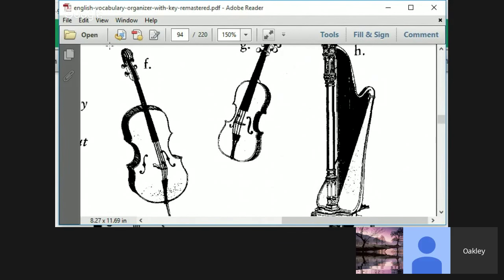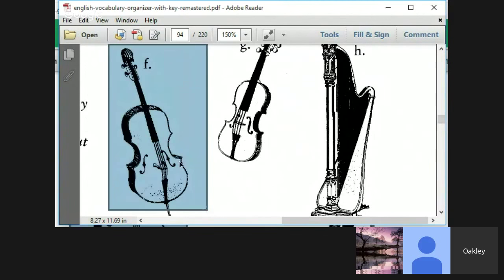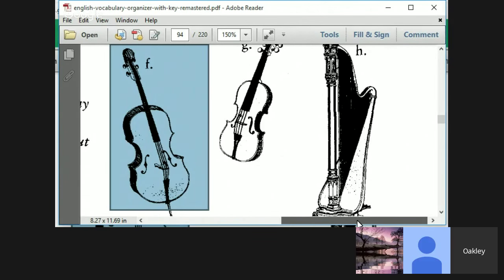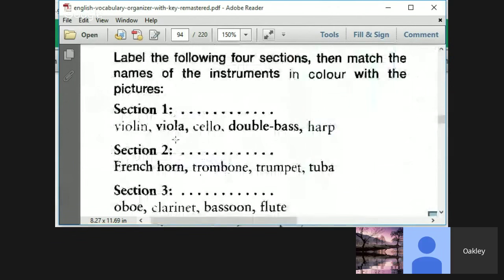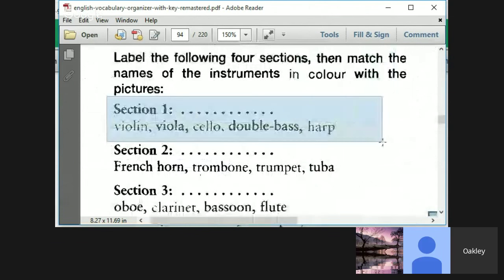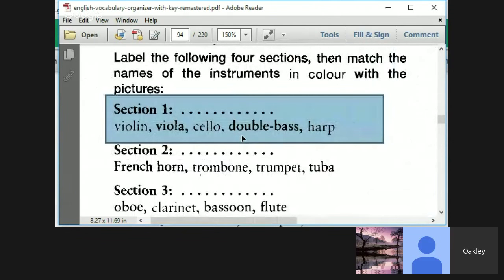Okay. Sam, can you identify F? It's a little difficult because we can't really judge the size. Okay. Oh my gosh. Let me give you some choices here. It's a string instrument. Here are some examples of string instruments.